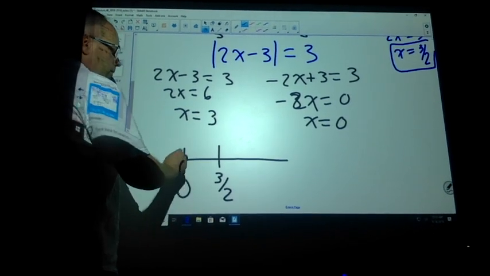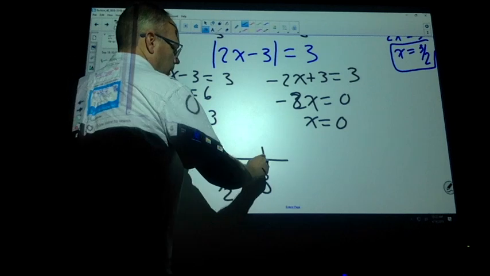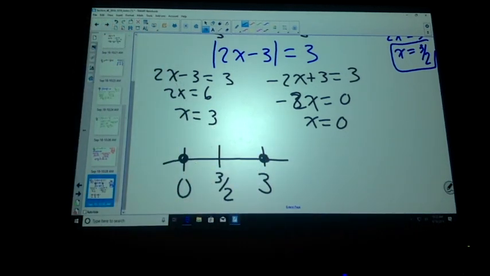0 down here. Put a dot. 3 up here. Put a dot. So from 0 to 3 over 2 is 1.5. From 3 over 2 to 3 is 1.5 as well. Done.